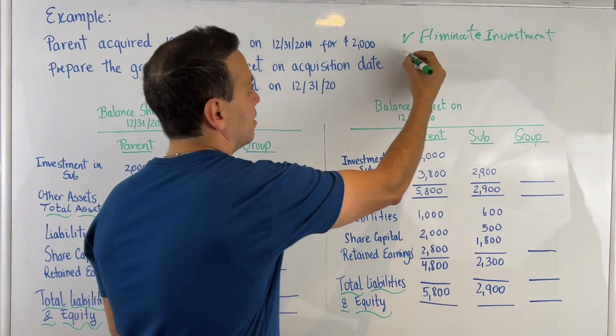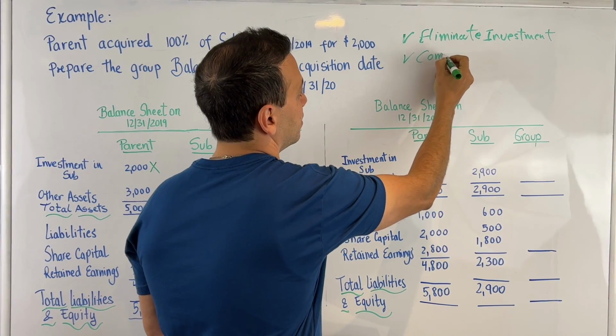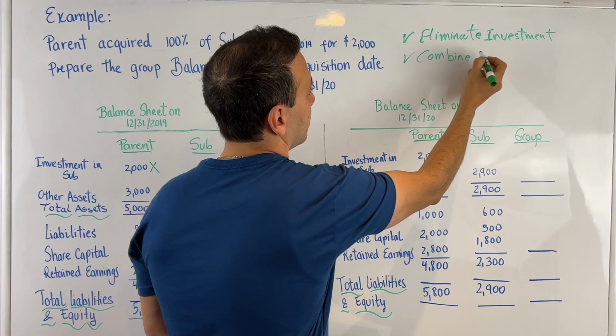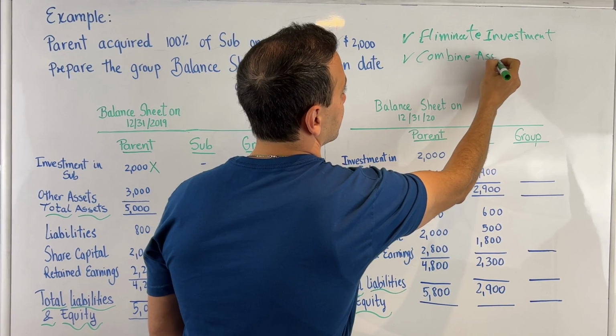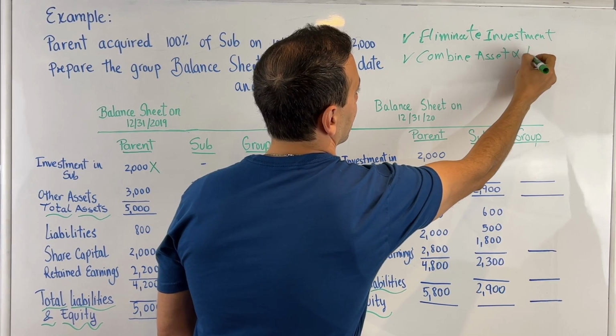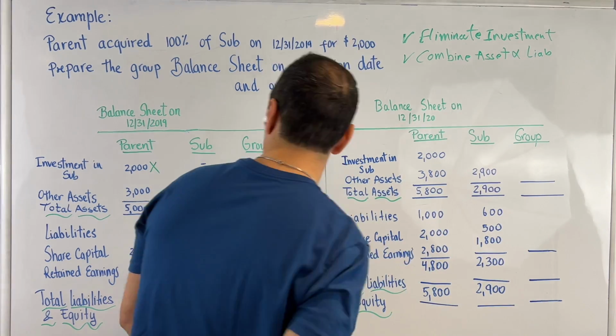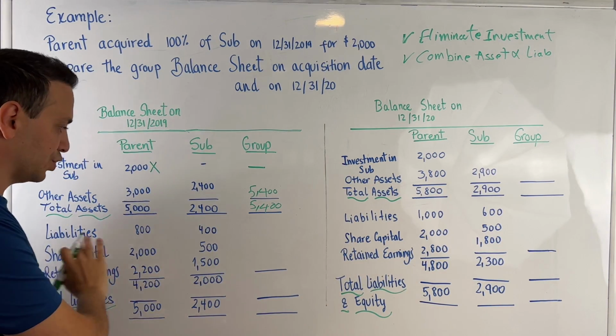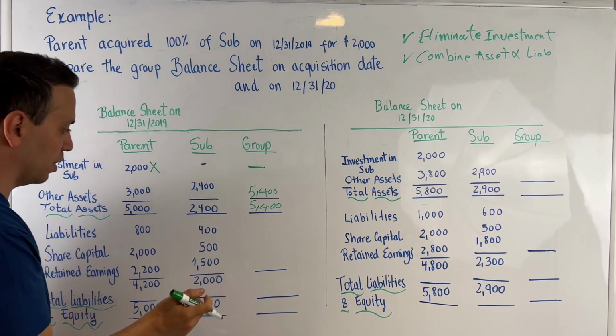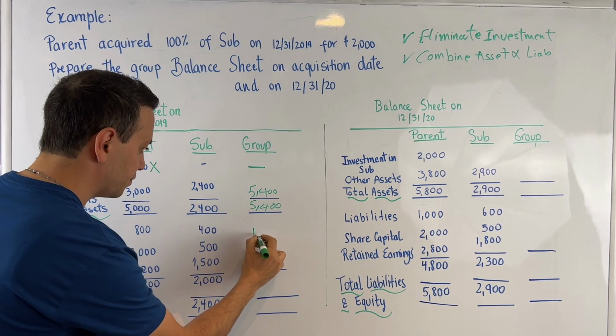So second step is going to be combine assets and liabilities. So liabilities, we're going to add up, straight addition, 800 plus 400, that is 1,200.